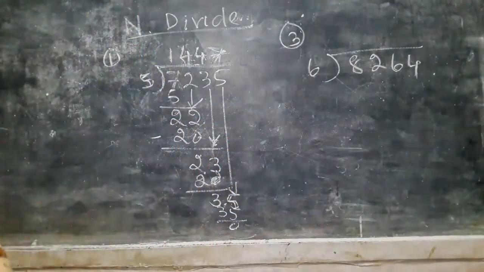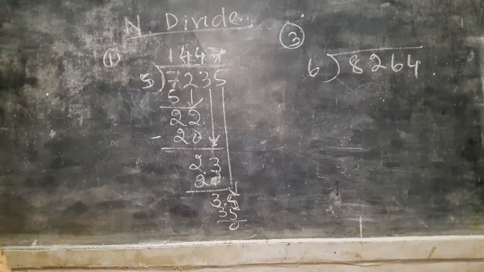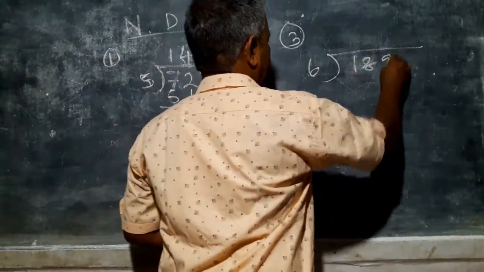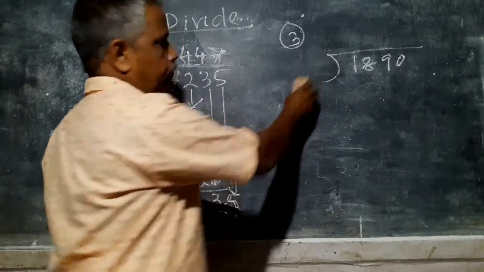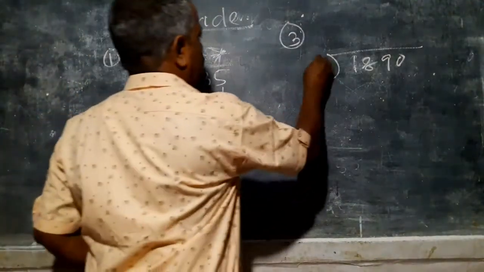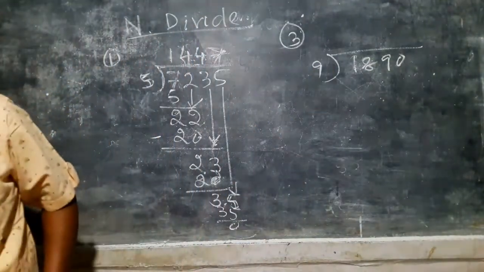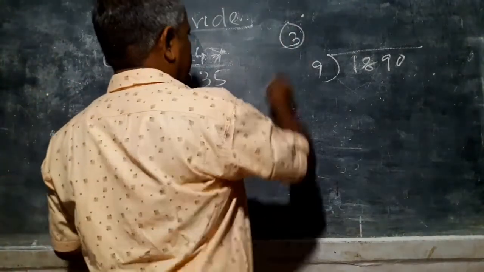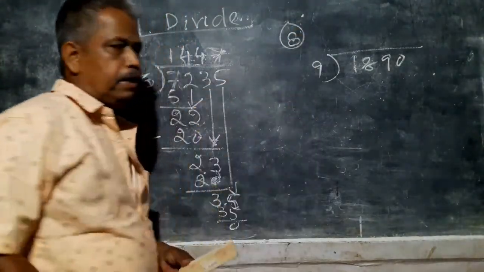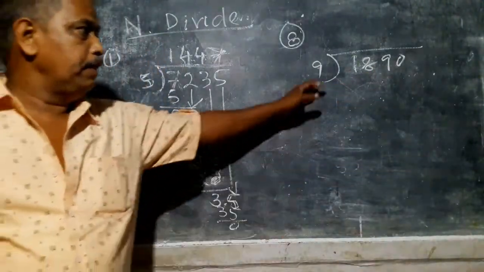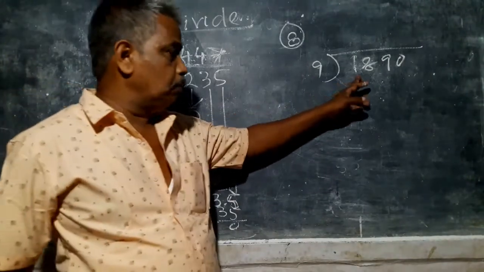Now we will take another question. Suppose 1890. We will divide by 9. This is question number 8. Here we will divide 1890 by 9. Here the first number is 1.